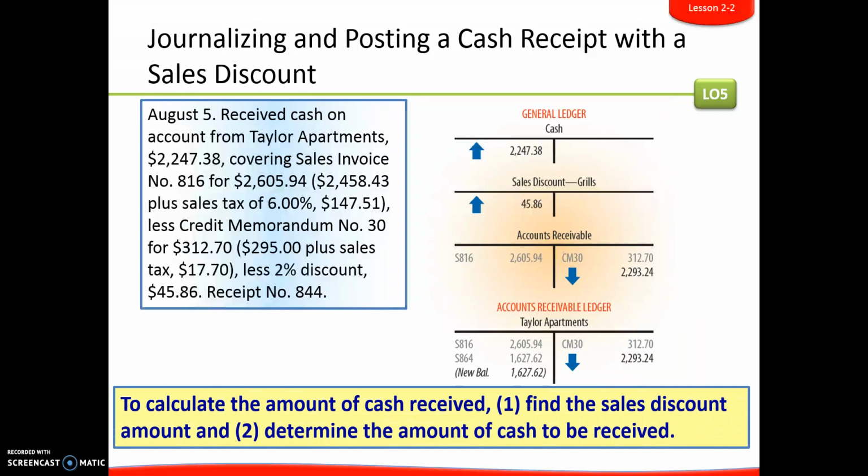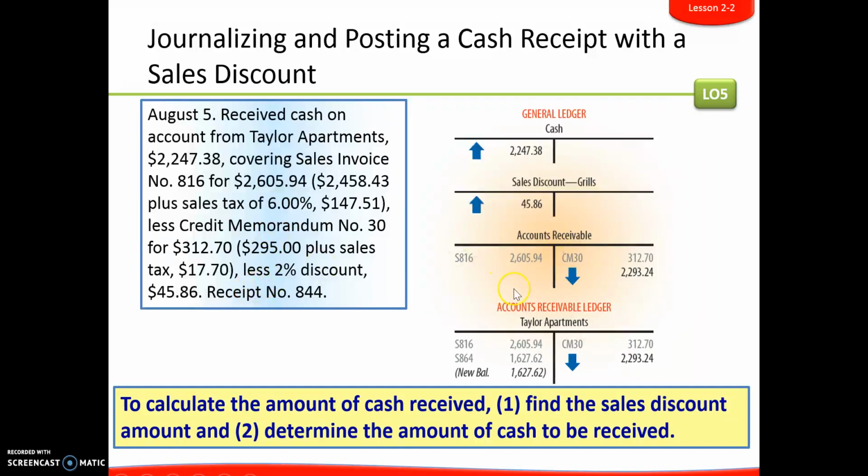Here it says that on August 5th, we received cash on account from Taylor Apartments for $2,247.38, covering sales invoice number 816. But there was a credit memorandum. What happens here is that Taylor Apartments owed us $2,605.94. Then they made a return of $312.70. We don't know why. They don't specify whether they weren't happy with the purchase that they made or what it happened to be, but that's okay. And then they also took advantage of the 2% discount.